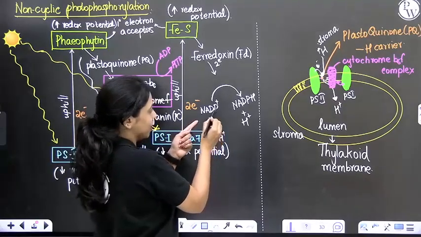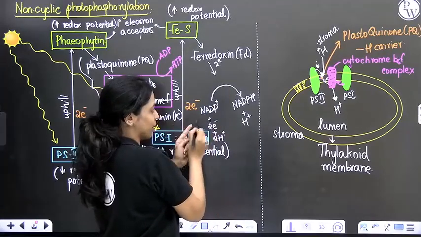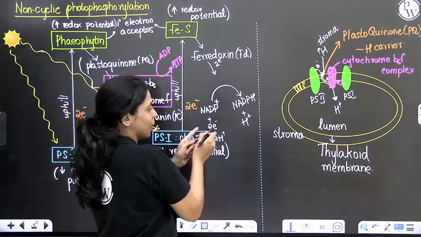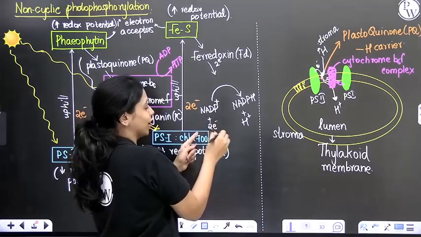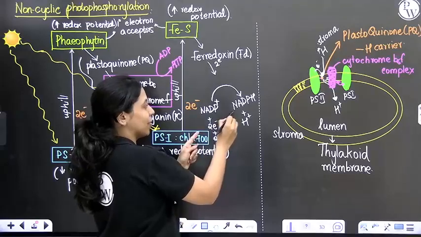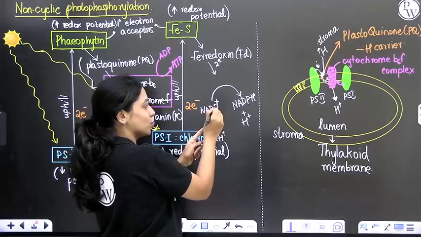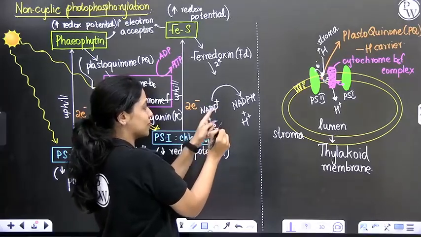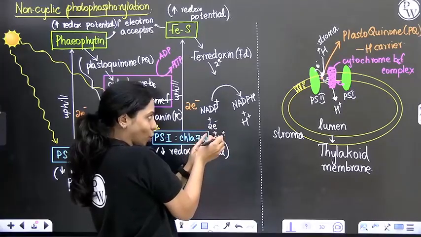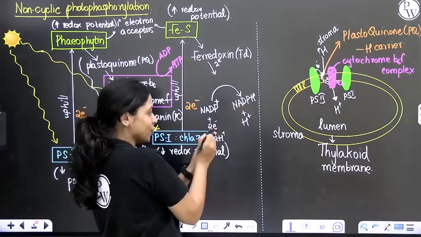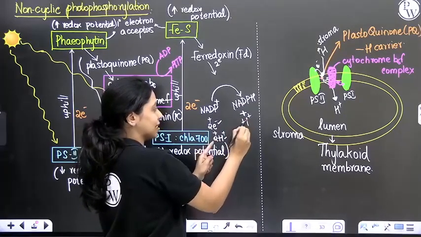NADP plus is the oxidized form of NADP. It will accept 2 electrons from here. It already has a positive charge. By accepting 2 electrons and 2 protons, what will it become? It will become NADPH. It already has 1 positive charge. 1 electron is used to neutralize that positive charge. It becomes NADP with 1 electron. It takes another electron and another proton and forms NADPH. Both the electrons are used, 1 proton is used. The other proton will remain as H plus.